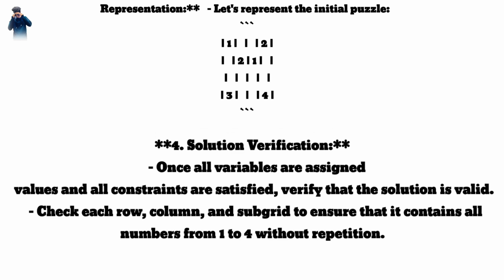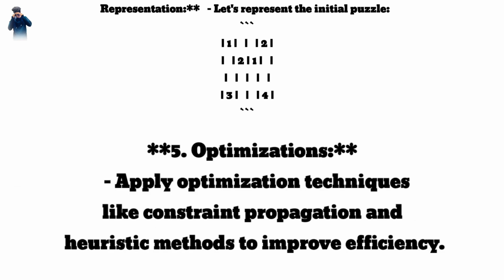4. Solution verification. Once all variables are assigned values and all constraints are satisfied, verify that the solution is valid. Check each row, column, and subgrid to ensure that it contains all numbers from 1 to 4 without repetition. 5. Optimizations. Apply optimization techniques like constraint propagation and heuristic methods to improve efficiency.